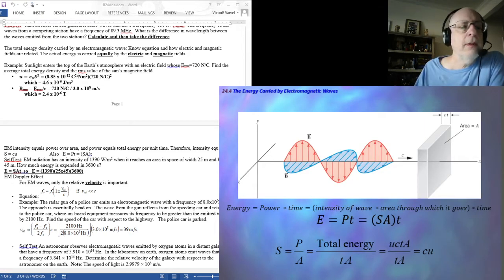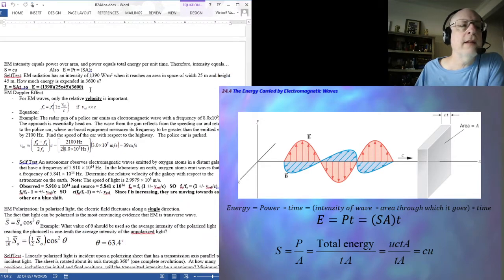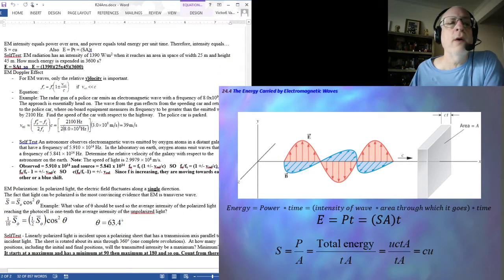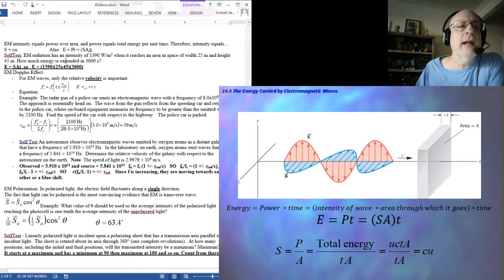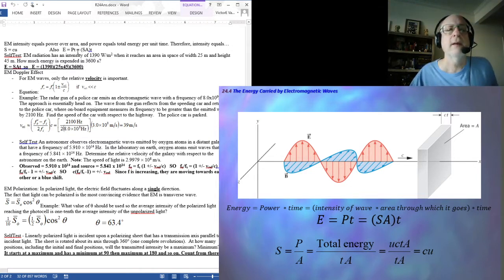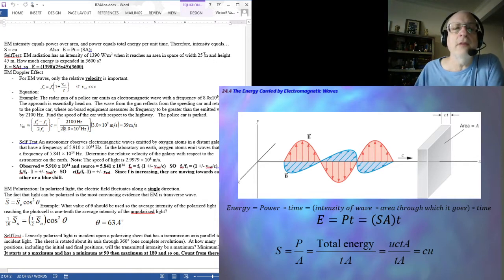Now let's look at an example from the review guide. We already did the sunlight example up here in the notes, but let's look at this self-test example just to show you how it works. Electromagnetic radiation has an intensity of 1390 watts per meter squared. When it reaches an area in space of width 25 meters and height 45 meters, how much energy is expended in 3,600 seconds? If I gave you a value in minutes or hours, you'd have to convert it to seconds. If I gave you a length in something other than meters, you would need to convert it to meters.